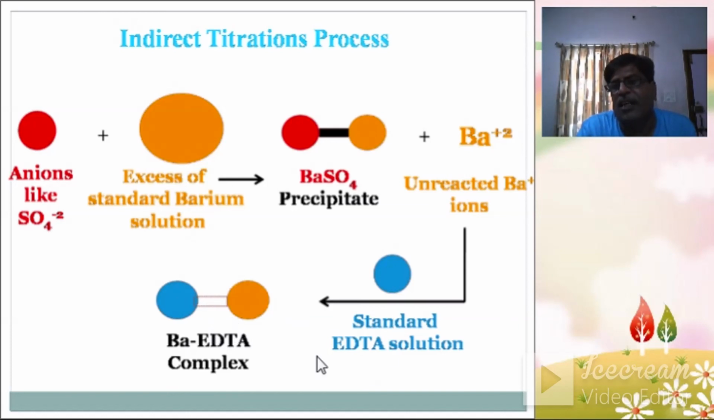In the same method, phosphate may be determined by precipitating it as magnesium ammonium phosphate.